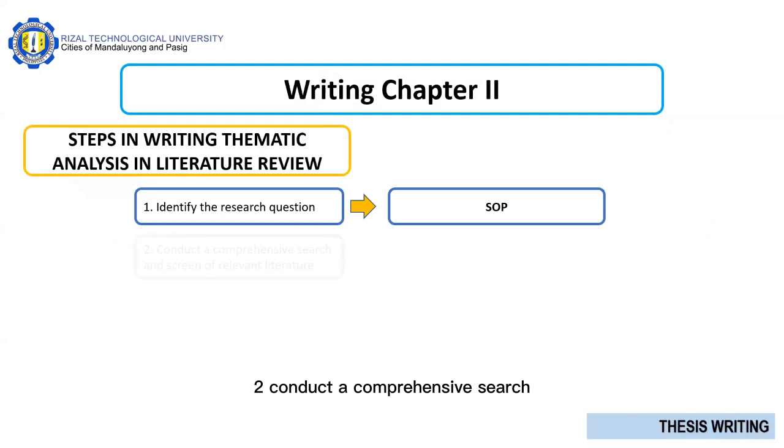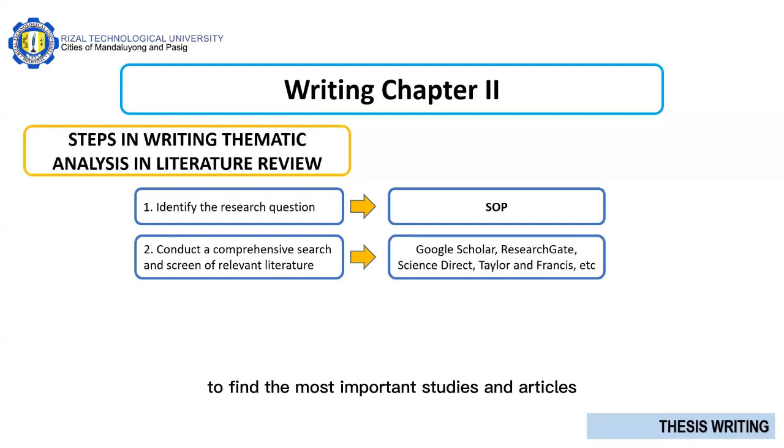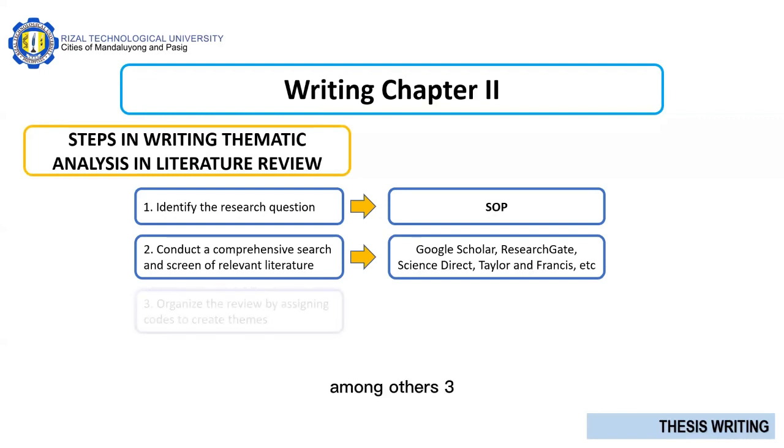2. Conduct a comprehensive search and screen of relevant literature. Make sure you find all the relevant literature on your topic. Again, it should be relevant. Do not include irrelevant literature just to fill up the pages of Chapter 2, and again, do not copy-paste. You need to do a thorough search. Use databases, search engines, and other relevant sources to find the most important studies and articles. You may search through Google Scholar, ResearchGate, ScienceDirect, and Taylor and Francis, among others.